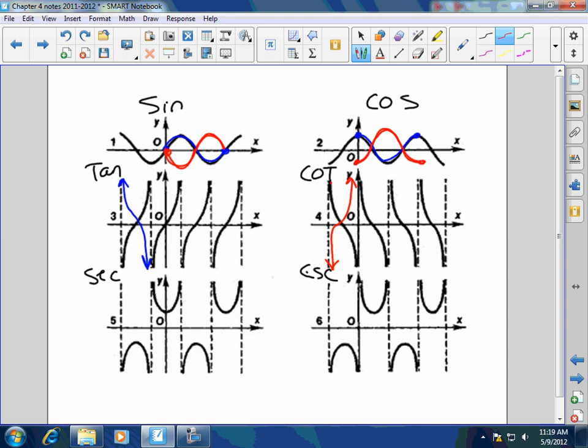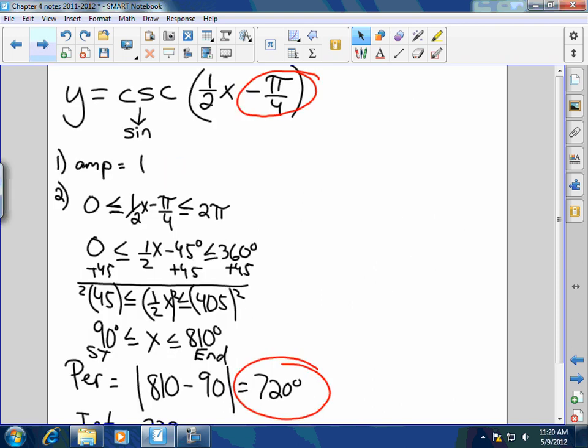The secant graph is based on the cosine graph. So the cosine was like this, and that's my secant. And then my cosecant is based on a sine graph, and that would be my cosecant. Just a little bird's eye view. Now, let's get to this.